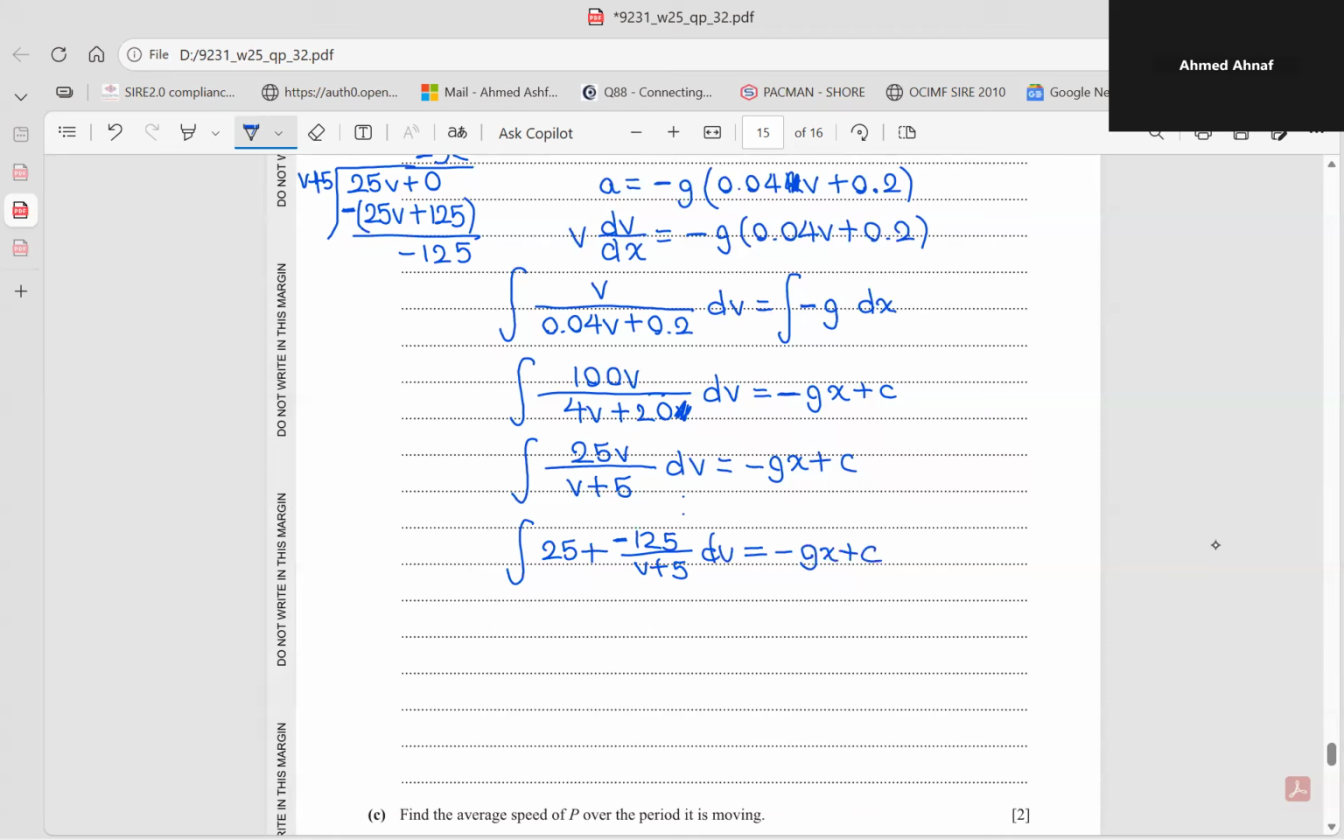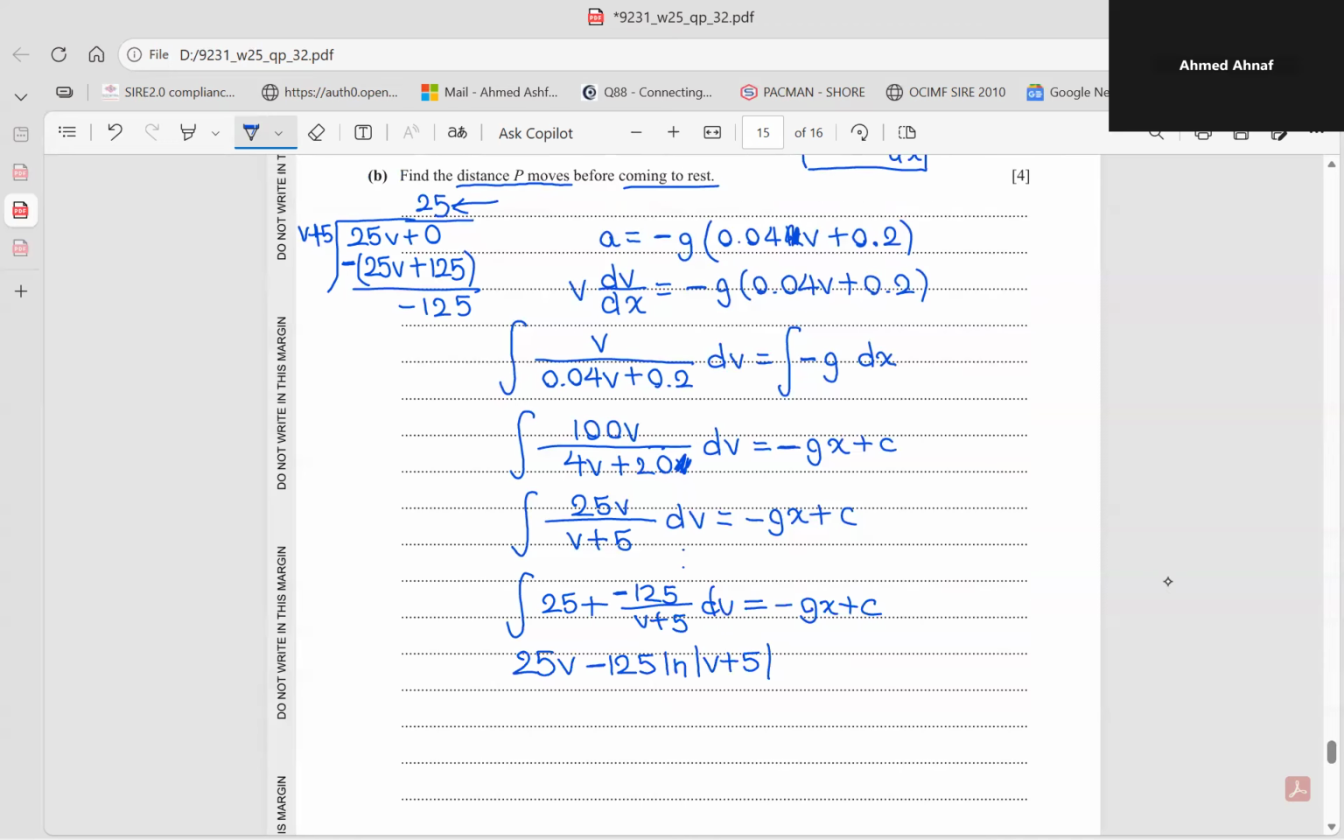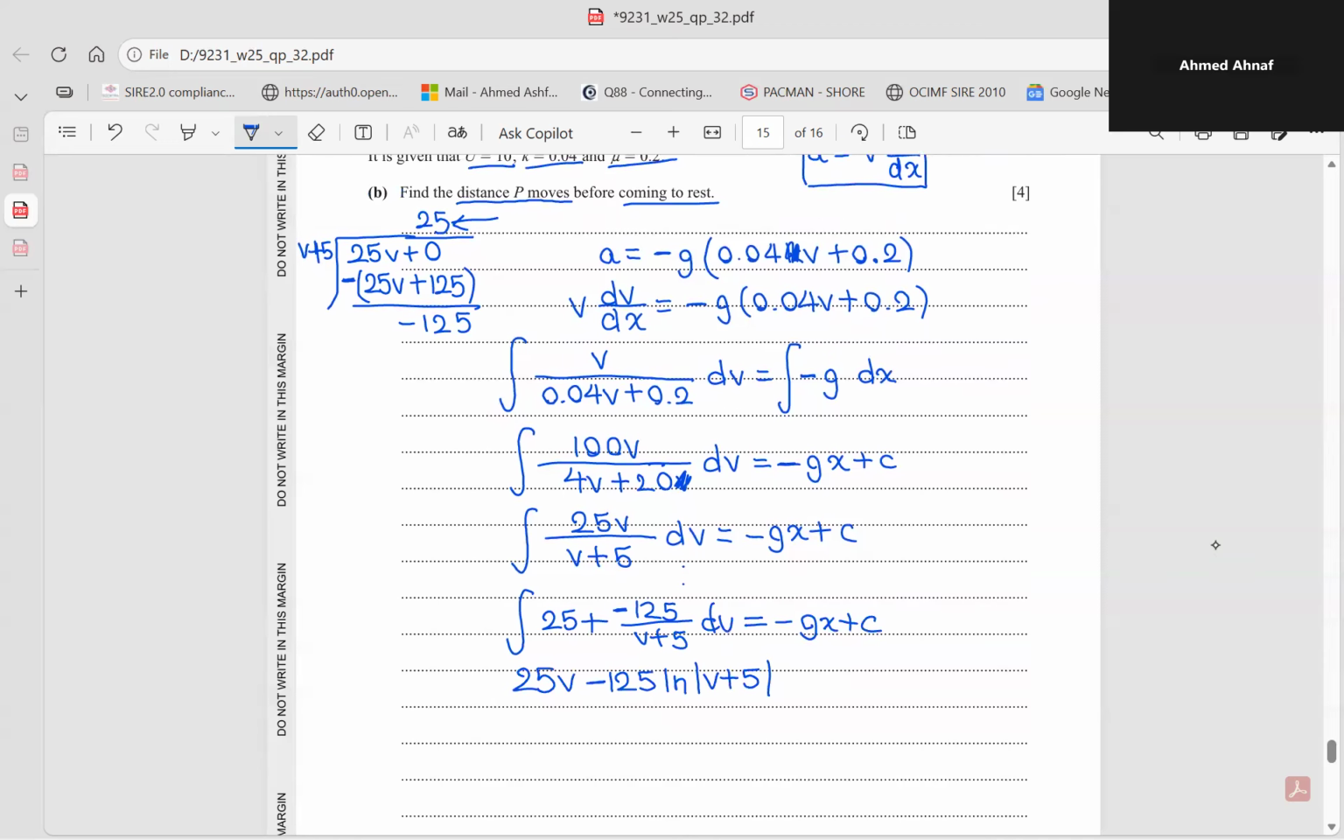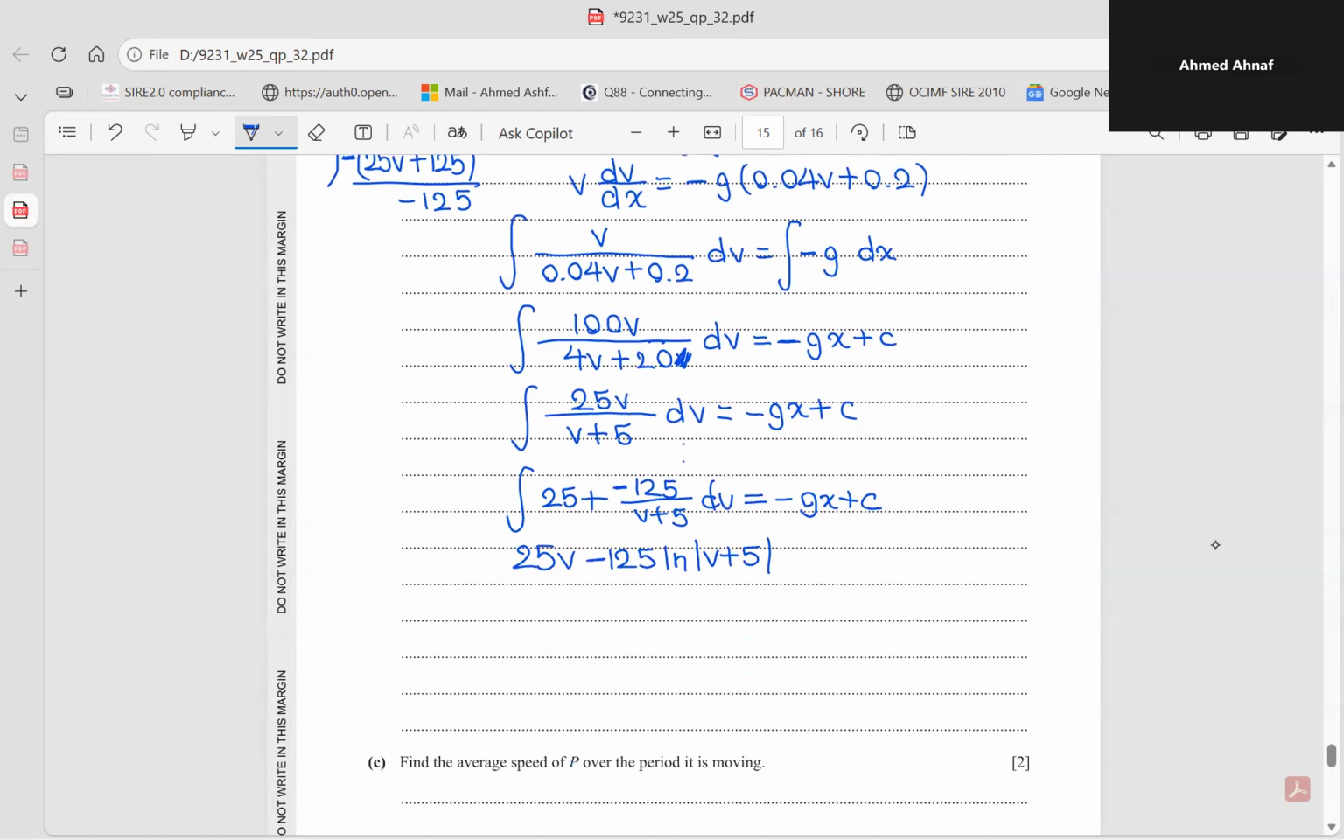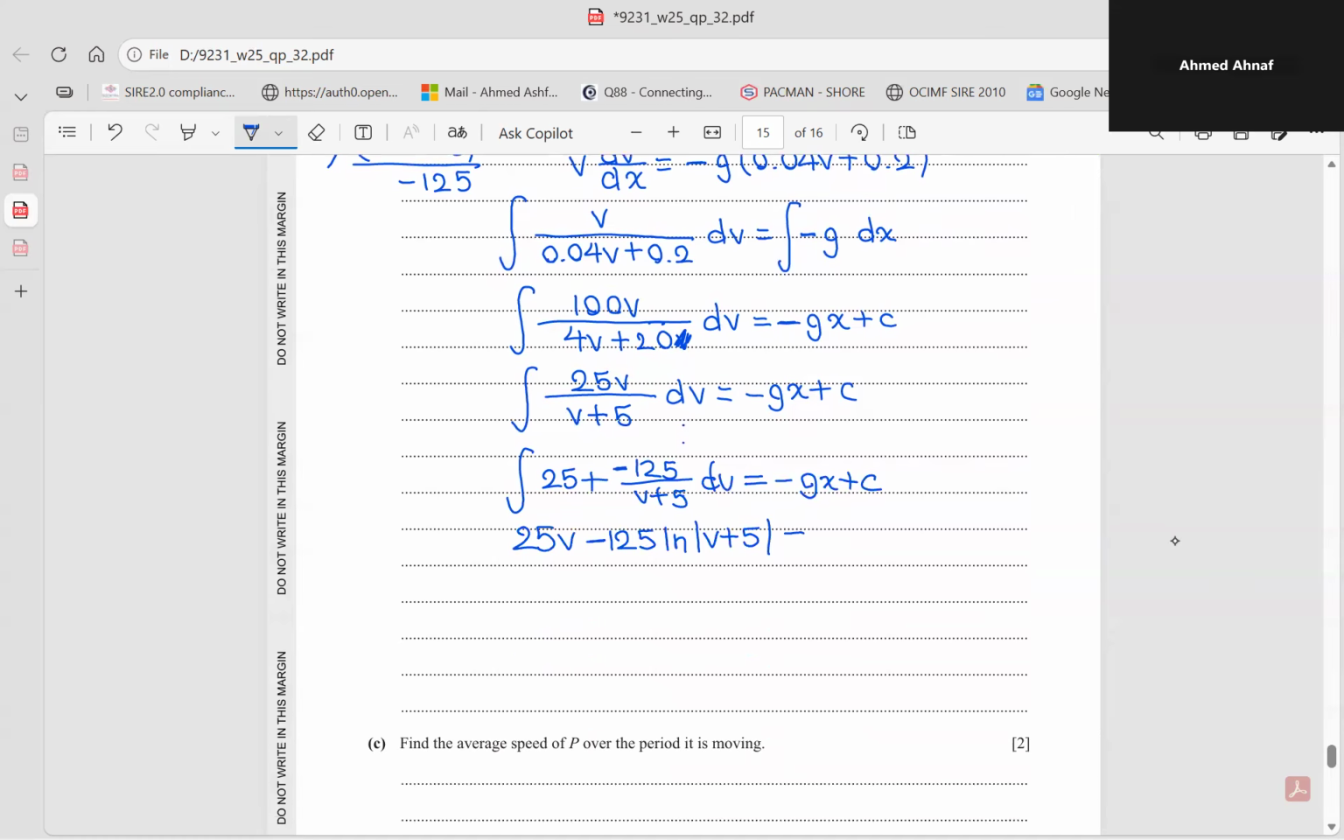Okay, so integrating this, you'll get 25v minus 125 ln of v plus 5. And then this equals minus gx plus c.